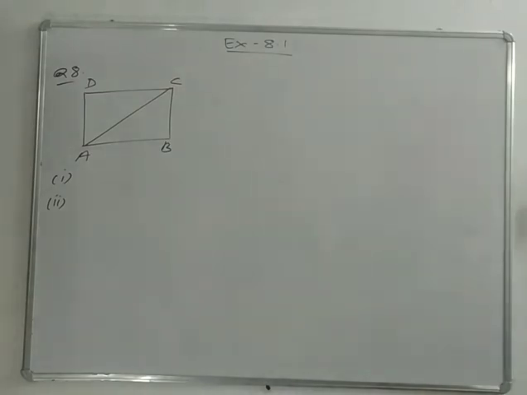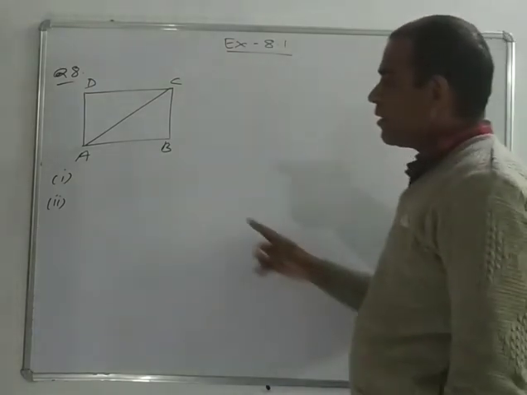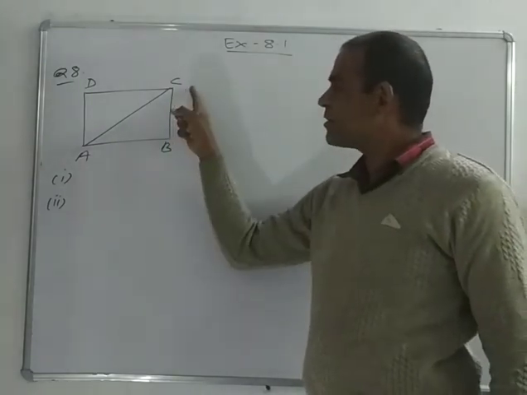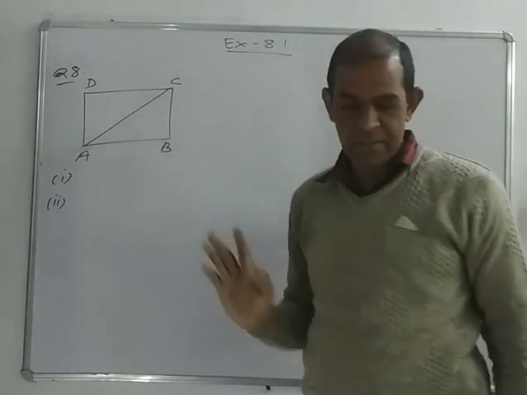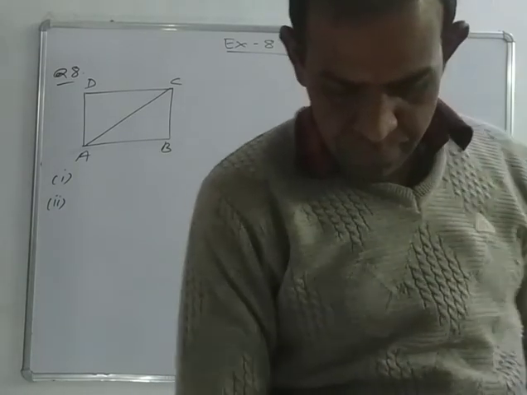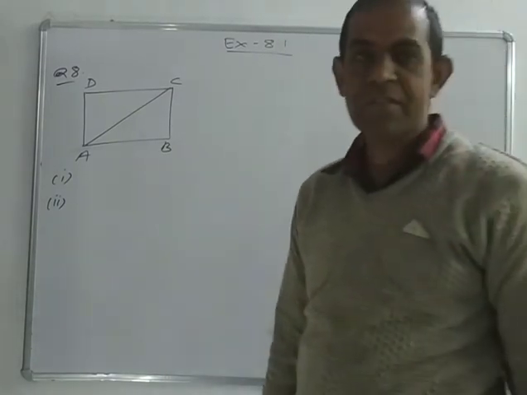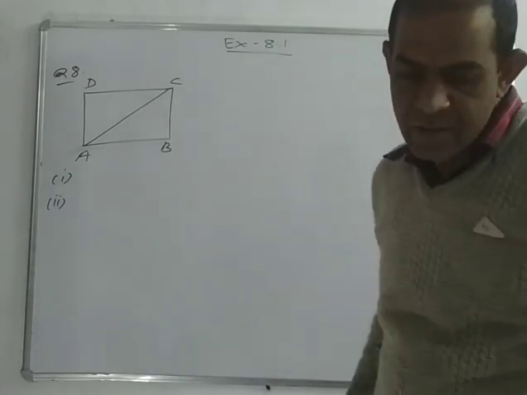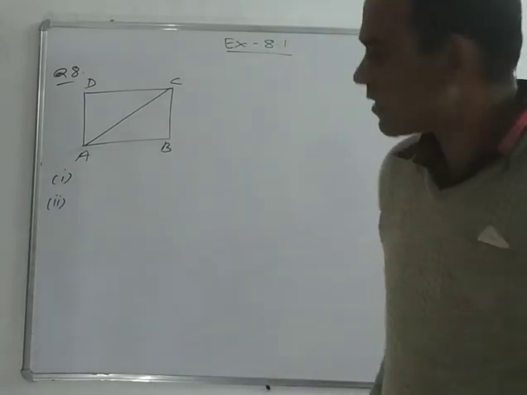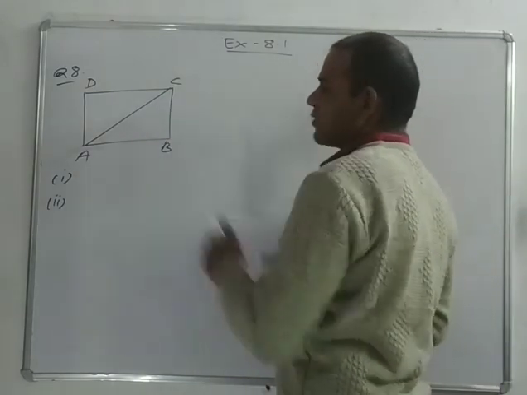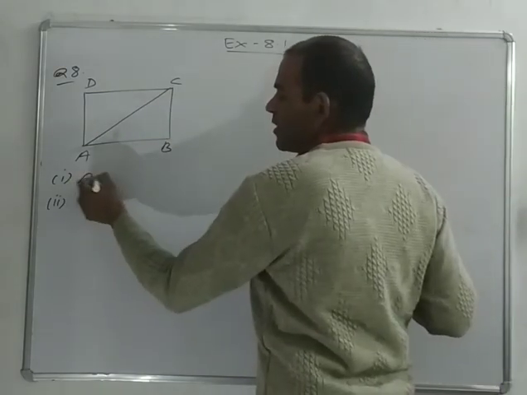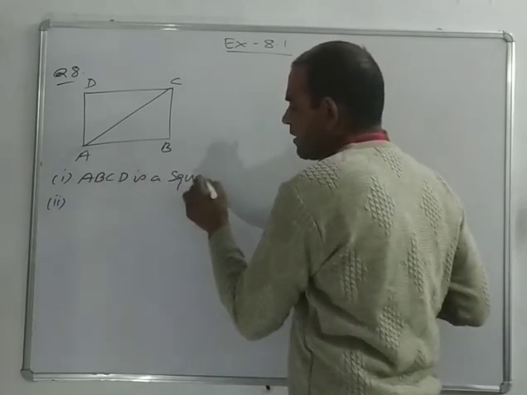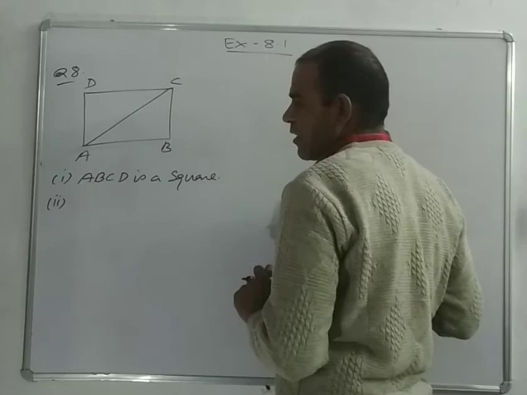Next question is question number 8. ABCD is a rectangle in which diagonal AC bisects angle A as well as angle C. That much is given. Show that ABCD is a square. A rectangle is given and we are proving the square.